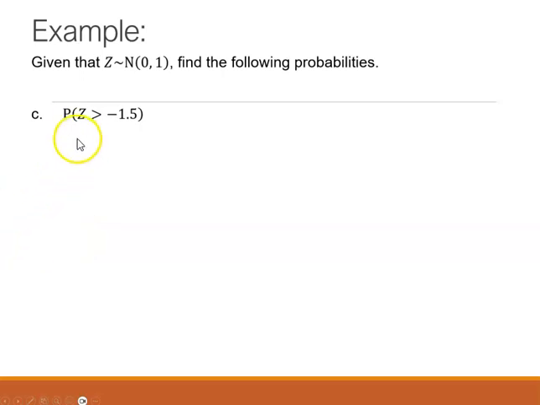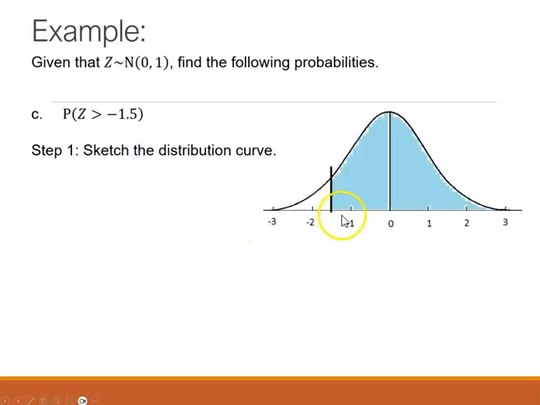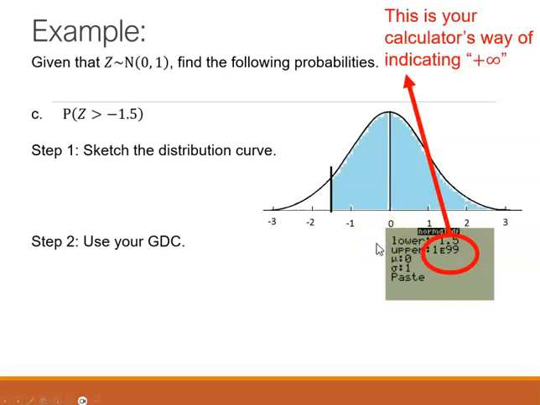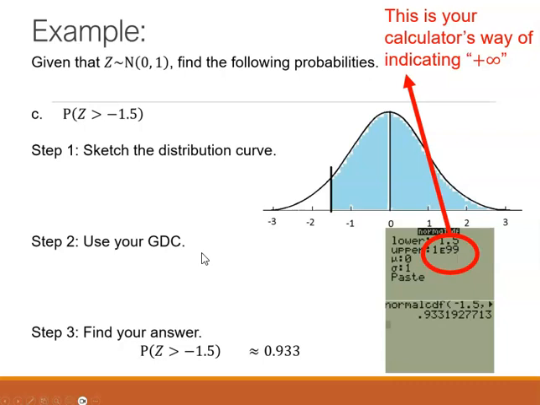Here we have the probability Z is greater than negative 1.5. Again, I'll draw my picture. So here's negative 1.5, and I'm going to shade everywhere to the right of that. So that's going to go all the way to positive infinity. So this time I'm going to do the upper as 1 times 10 to the 99. Again, that's my proxy for positive infinity. So if I grind that through on the calculator, I get about 93%. So, okay so far?